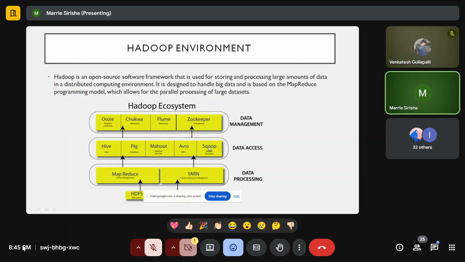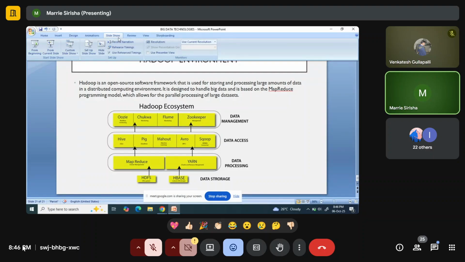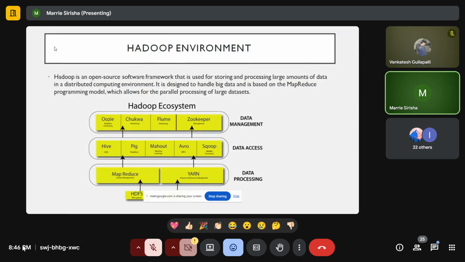If you look here, you have data management first, then data access, data processing, and last, data storage. So this is the ecosystem. First, we will discuss HDFS and HBase. What is HDFS? HDFS is the Hadoop Distributed File System, and it is used for storing data across multiple machines.